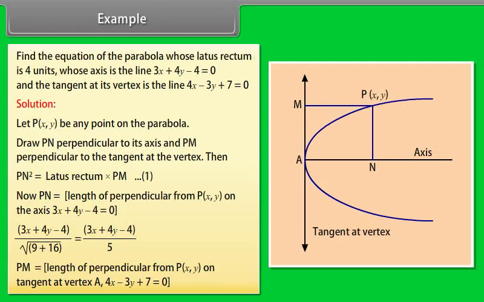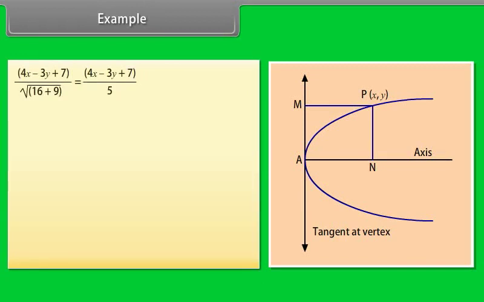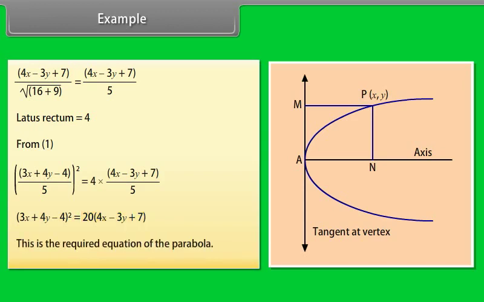PM is equal to the length of the perpendicular from P(x, y) on the tangent at vertex A, 4x minus 3y plus 7 equals 0, which is (4x minus 3y plus 7) upon root of 16 plus 9, equal to (4x minus 3y plus 7) upon 5. Latus rectum is equal to 4. From equation 1, ((3x plus 4y minus 4) upon 5) whole squared equals 4 times (4x minus 3y plus 7) upon 5. So (3x plus 4y minus 4) whole squared equals 20 times (4x minus 3y plus 7). This is the required equation of the parabola.